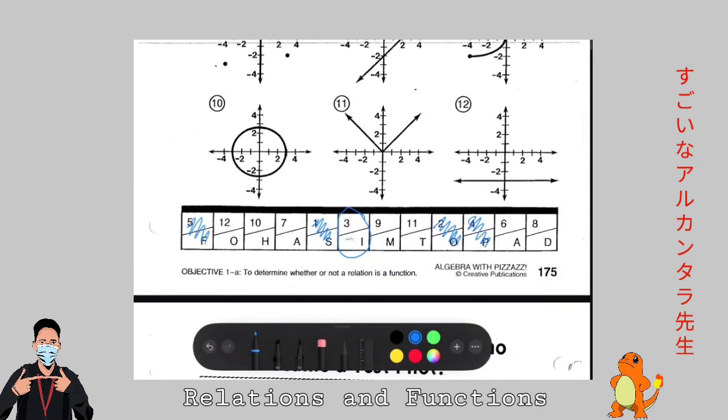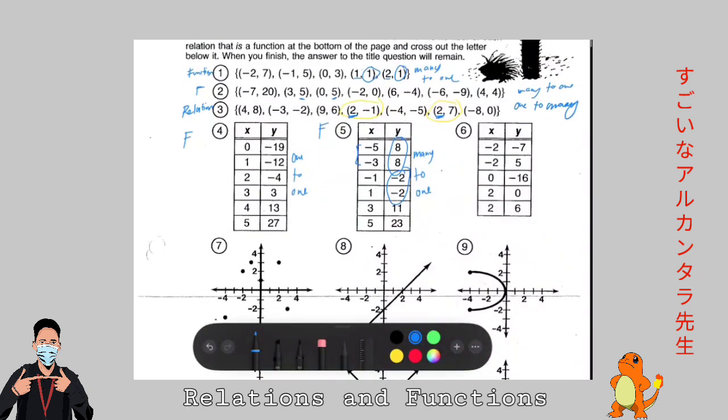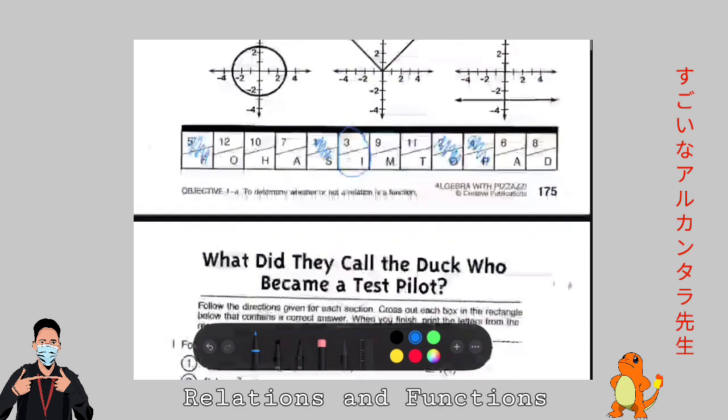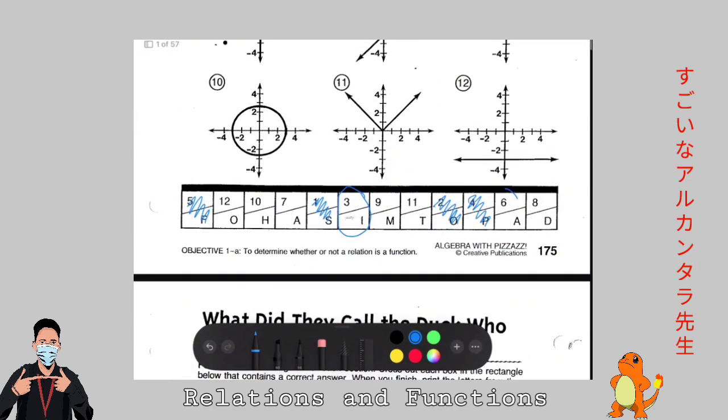Number 5 is eliminated. Then for 6, we have here -2, -2. This right here. Let's take note of that. -2, -2, 2, 2. So this is now not many to 1 or 1 to 1. This is 1 to many. Because -2 is just one number, but it corresponds to many numbers, -7 and 5. So this is a relation. So number 6 is part of the answer.